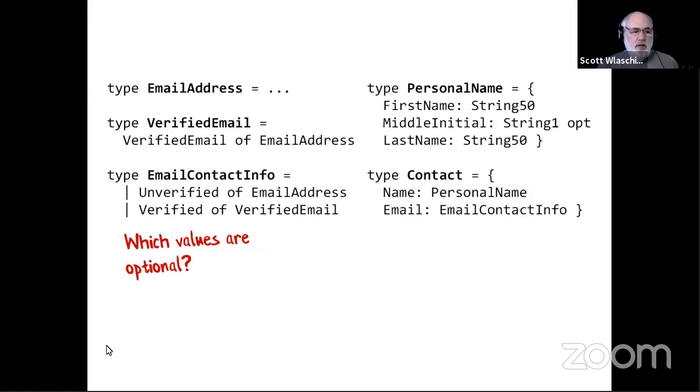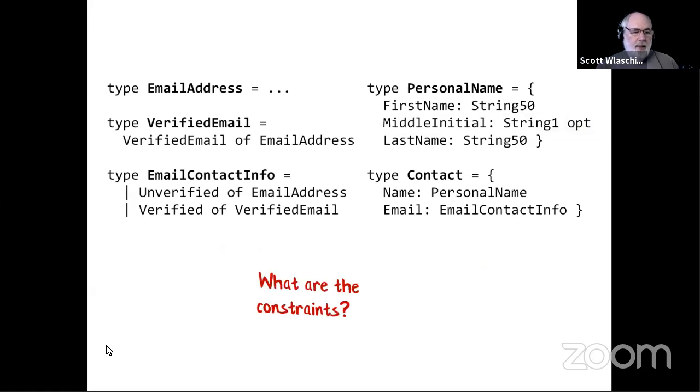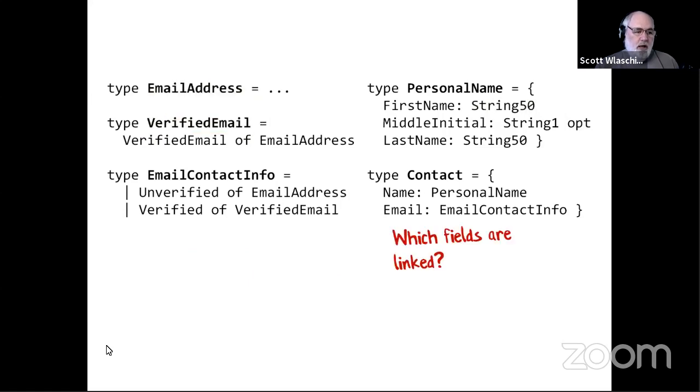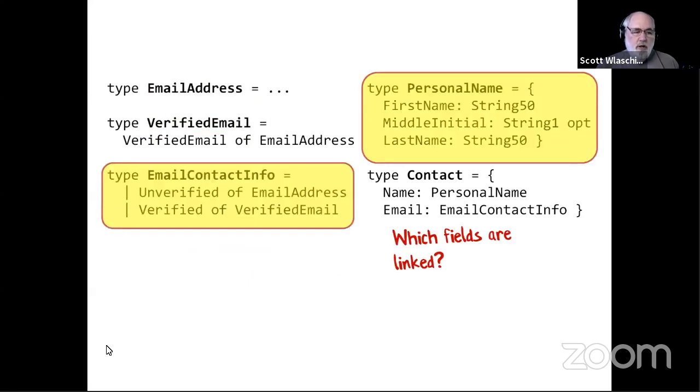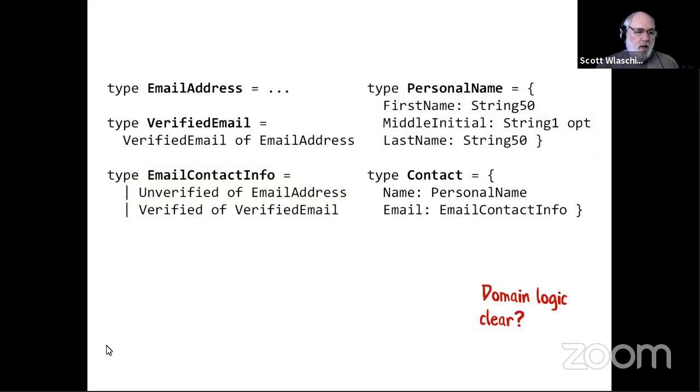But what's nice is that all these questions we had, what's optional, what's constraints, what's the logic, that is all clear. The optional stuff, we now have a special thing saying it's optional. The constraint types, we now have special things called email addresses and string 50s and verified emails. They have constraints which are now in the domain. Which fields are linked for concurrency reasons or for consistency reasons, that's much clearer too. And the domain logic about verified and unverified emails, that is now explicit rather than just being a Boolean flag.